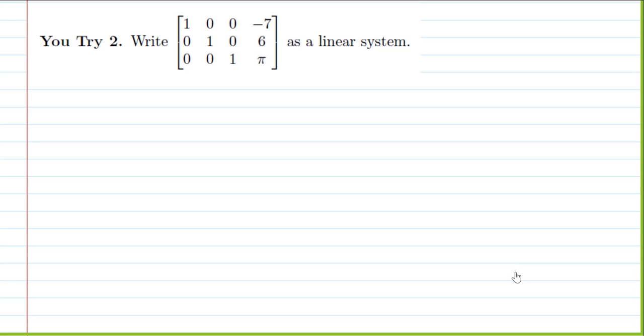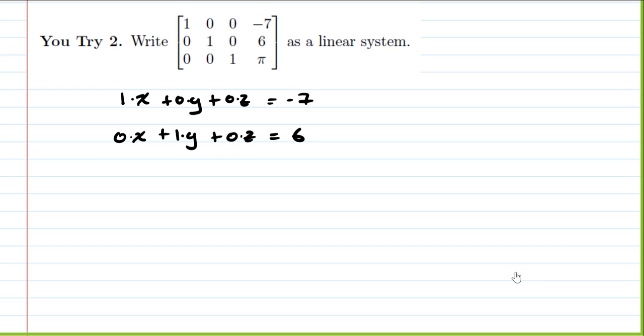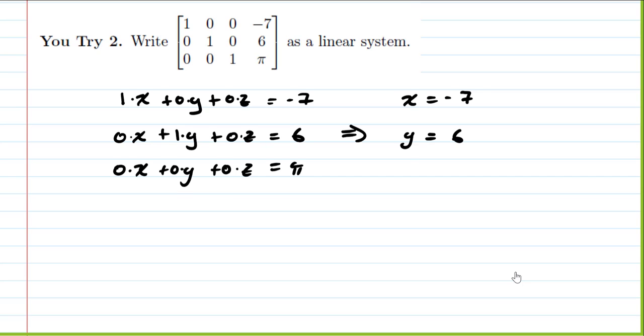All right, so our first equation is going to be 1x plus 0y plus 0z is equal to negative 7. Our second equation is 0x plus 1y plus 0z is equal to 6. And our third equation is 0x plus 0y plus 0z is equal to pi, which then reduces to x equals negative 7, y equals 6, and z is equal to pi.